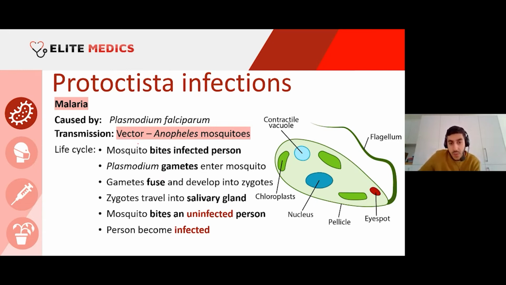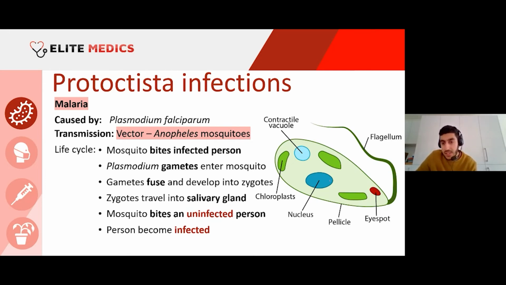So mosquitoes will get the infection from an infected person. Basically, the infection will enter the mosquito and fuse into their makeup, and then the next time the mosquito bites an uninfected person, it will have that pathogen in its salivary glands, and so it'll pass it on. That's the way we pass on a protista infection. So just think of malaria. Malaria and mosquitoes is a very common example, and that's what these look like.